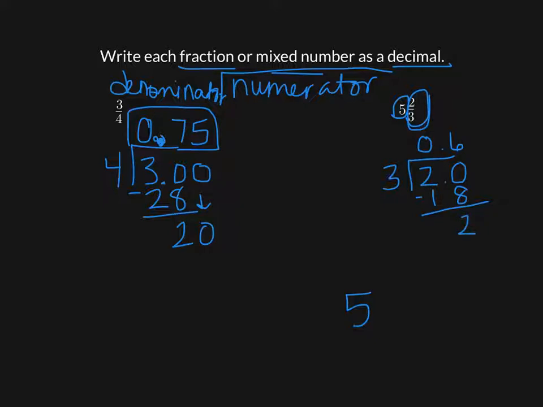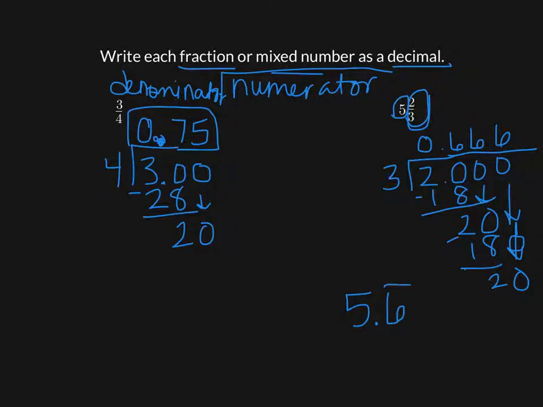So I have 2 left over. Let's bring down another 0. 3 goes into 20, another 6. Okay. Minus 18, bring down another 0. Are you seeing a pattern here? Oh, sorry, 2. Bring down my 0 one little more spot. 3 goes into 20 6 times. So we know this is going to be a repeating decimal. So how I'm going to show that is I'm going to put my decimal in and 6 repeating. 5 and 2/3 looks like 5 and 6/10 repeating.